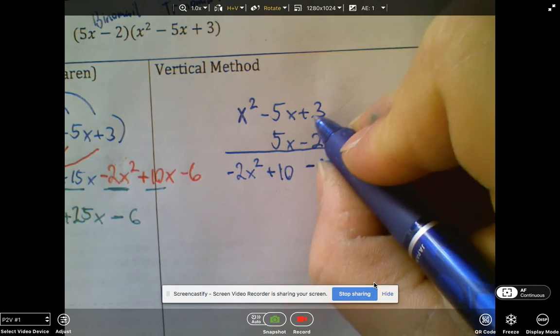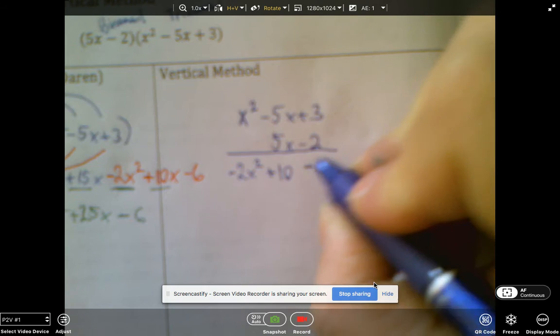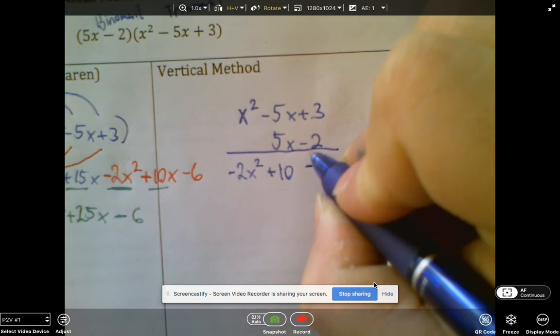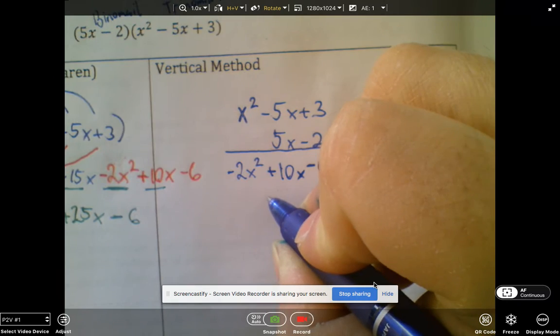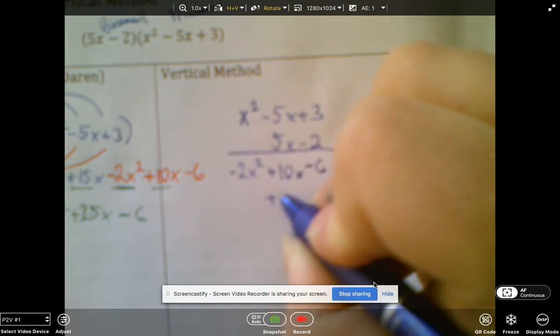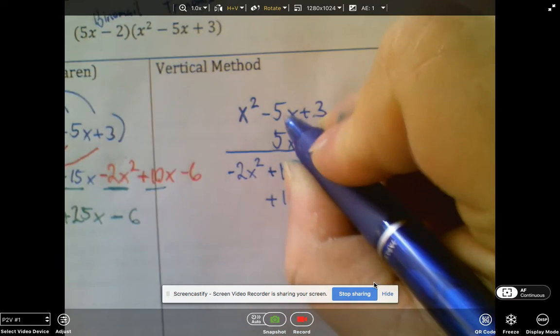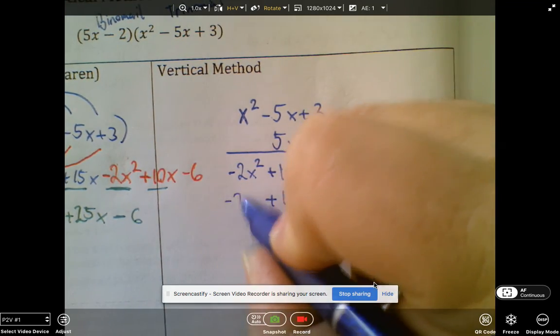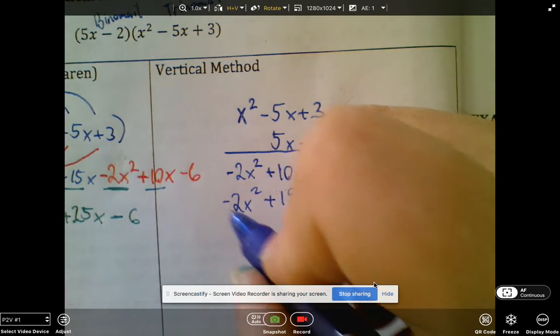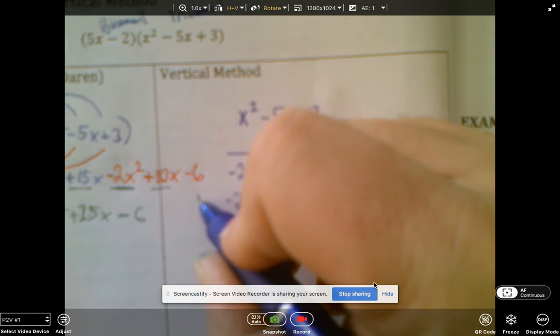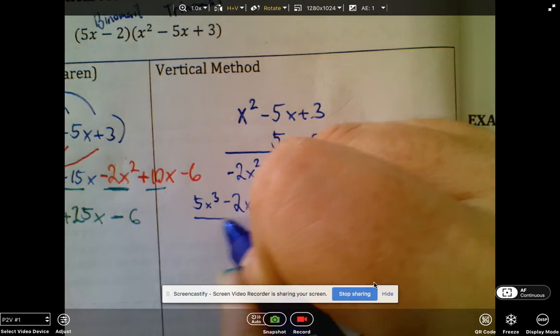So this would be 15x. Oh, sorry, I forgot over here. This should have been an x here. My bad. So this would be 15x, so plus 15x. This times this would be a negative 25x squared. And this times this would be the positive 5x to the third.